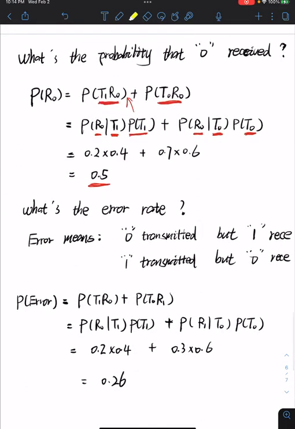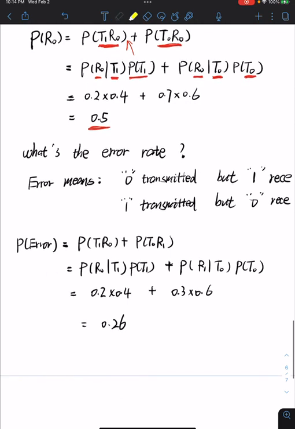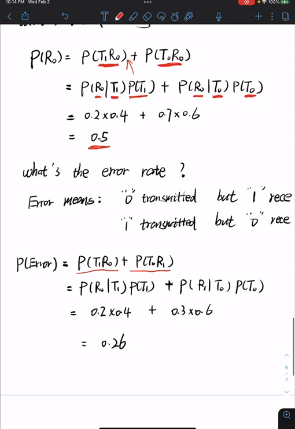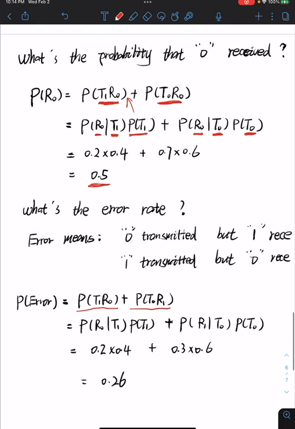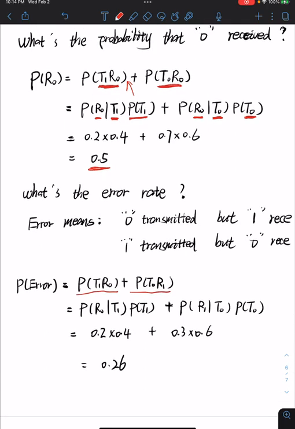The second question is the error rate, the probability of error. Error means 0 is transmitted but the wrong number, which is 1, is received, and 1 is transmitted but 0 is received. And then we can write these two probabilities of errors. The first one is 1 is transmitted but 0 is received, and the second one is 0 is transmitted but 1 is received. We use the same functions as in part A.